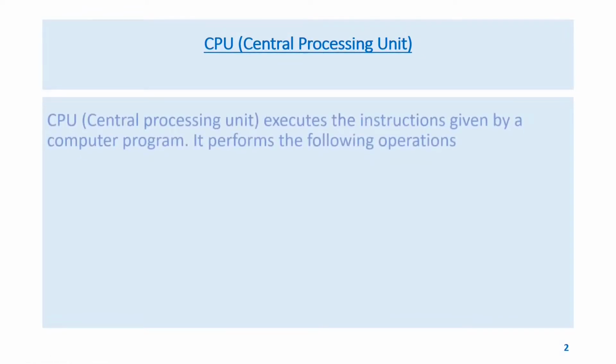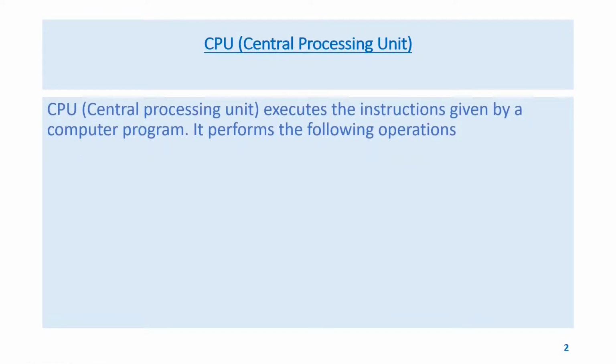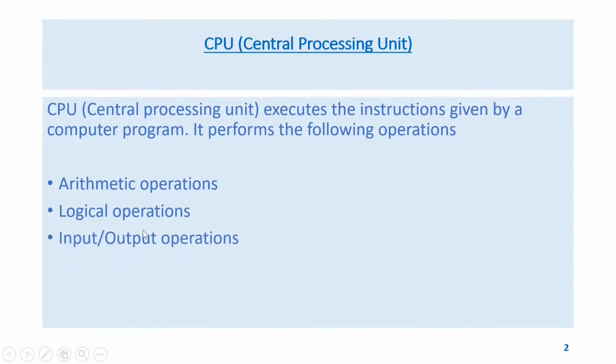Let's see the basic features of a CPU. The CPU executes the instructions given by a computer program. It performs the following operations. It performs arithmetic operations like addition, subtraction, division, multiplication, and logical operations like AND, OR, NOT, and it performs input output operations.